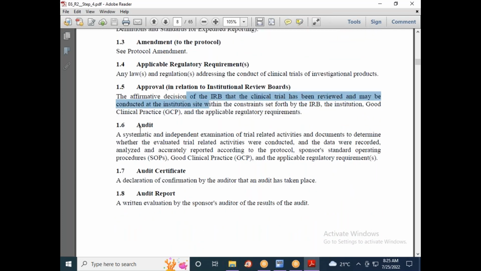Audit. What is an audit? Examination. An examination of your process, whether you are following all the processes or not. Whether you are following all guidance documents, yes or no. Good clinical practices, are you following them, yes or no? All the things. Okay. Has any one of you gone for any industrial visit?